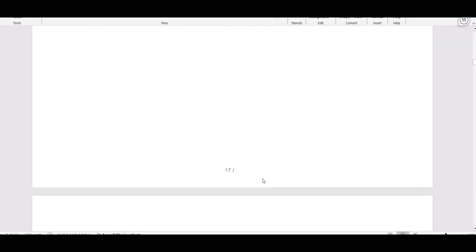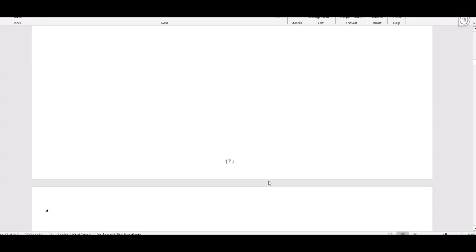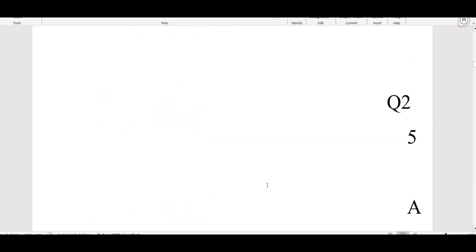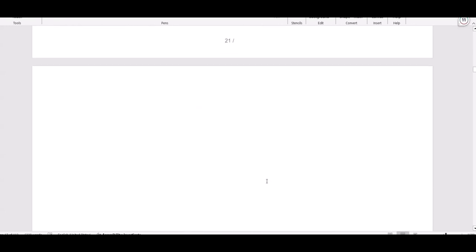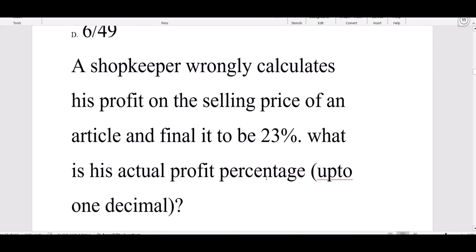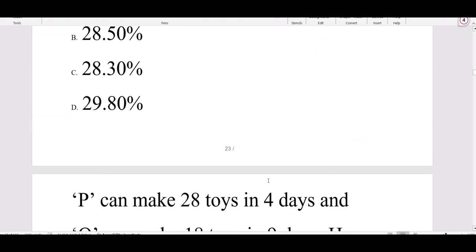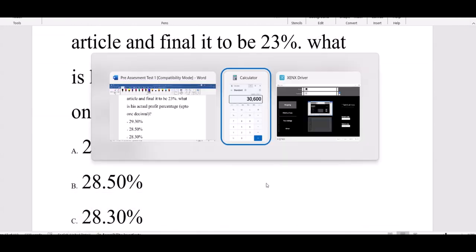Any other doubt in quant? Because one of the friends asked some reasoning question, we'll go ahead with that. Before that, anything in quant? Question 27. I removed those, this much, one minute.